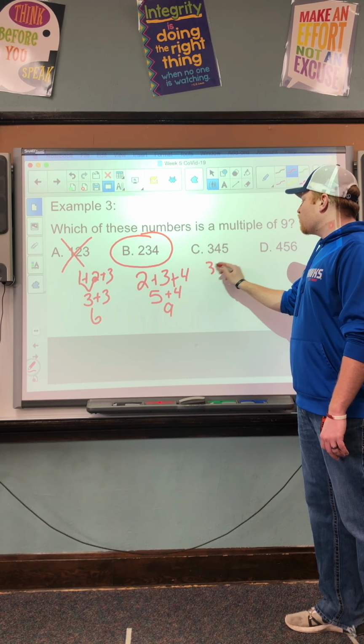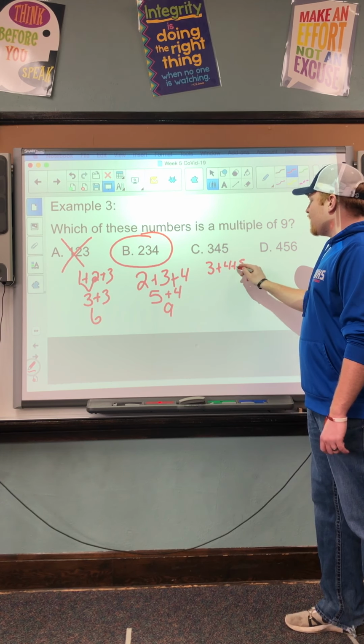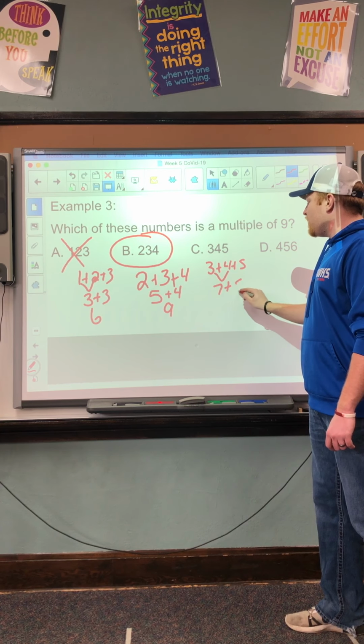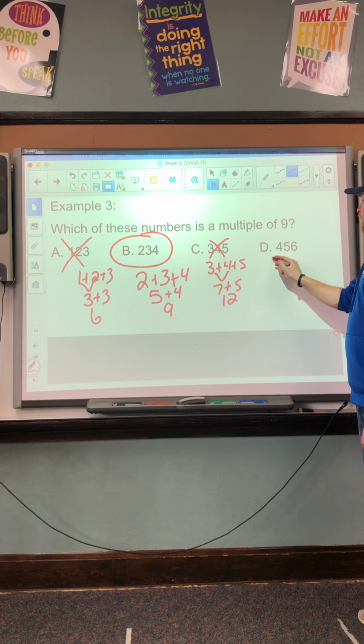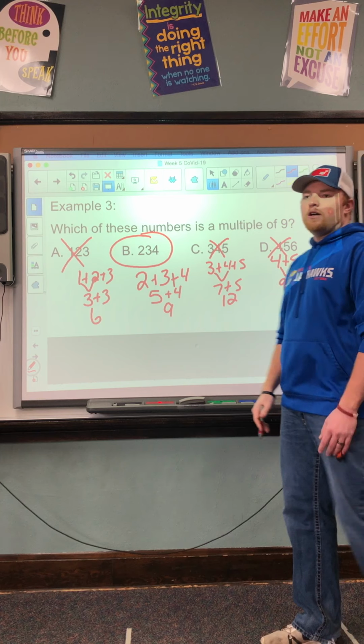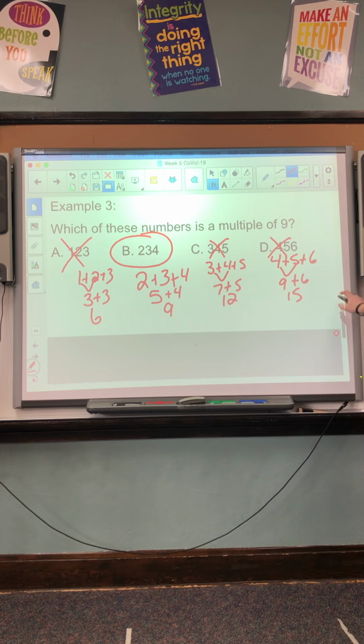345, we just go 3 plus 4 plus 5. We get 7 plus 5, which is 12. 9 can't go into 12. And then 456, 4 plus 5 plus 6. 4 plus 5 is 9, plus 6 is 15. And 9 can't go into 15, so that's why our answer is B.